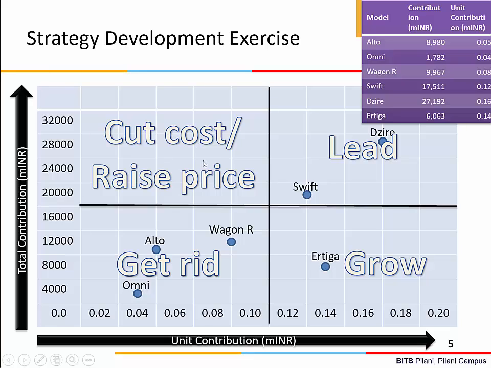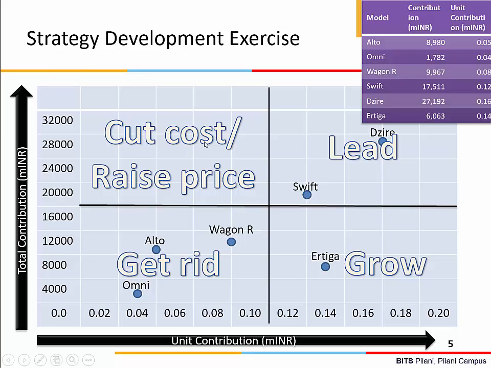Then when it comes to this quadrant, in this case, there are no cars, whatever we have taken for our discussion, none of them are falling into this category. But if you are in this category, it means that your unit contribution is less, whereas you are selling a lot of them, which means that you have a good number of sales, but each one of them is not getting you a very good contribution. Such being the case, you should try to increase the contribution either by raising the price or by cutting the cost. When you raise the price, you improve the unit contribution, and the same effect is achieved when you cut the cost also. So when you are here, this is what you should be doing.